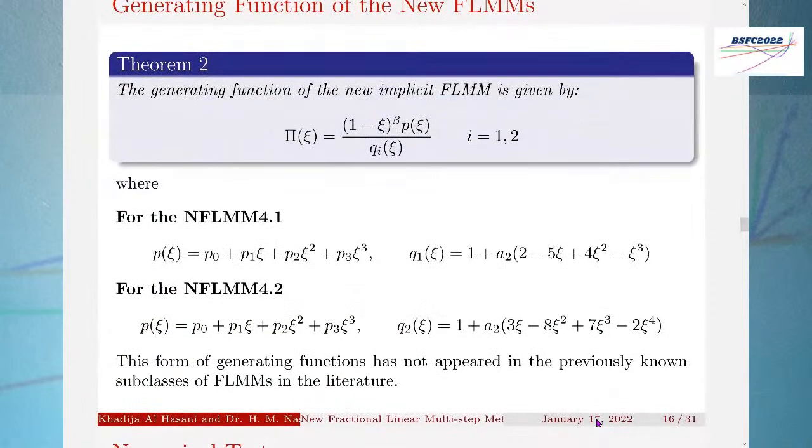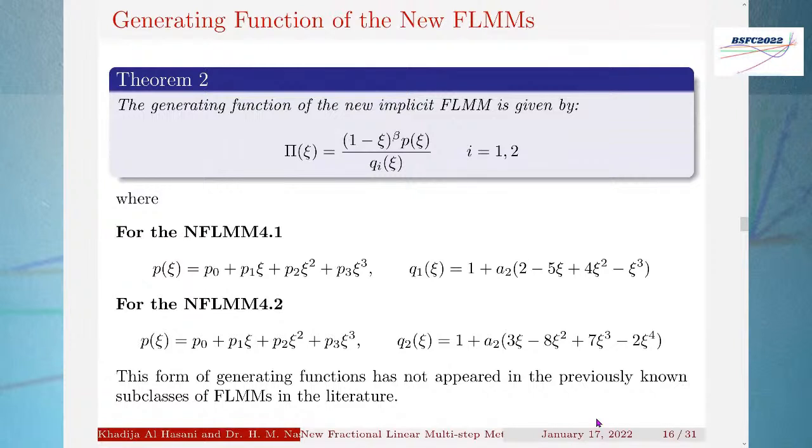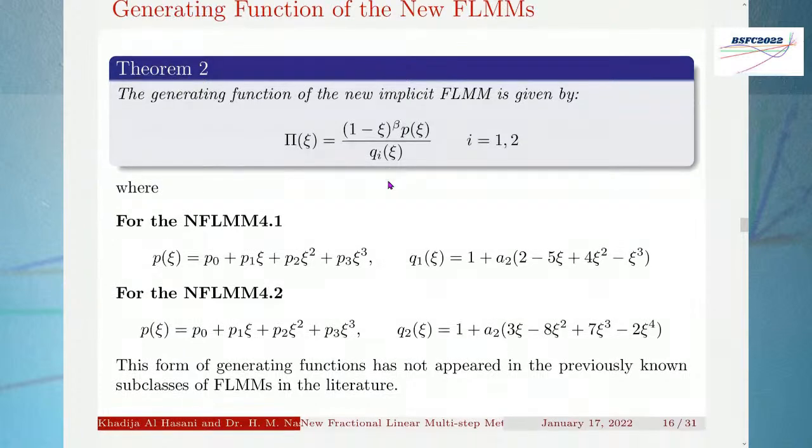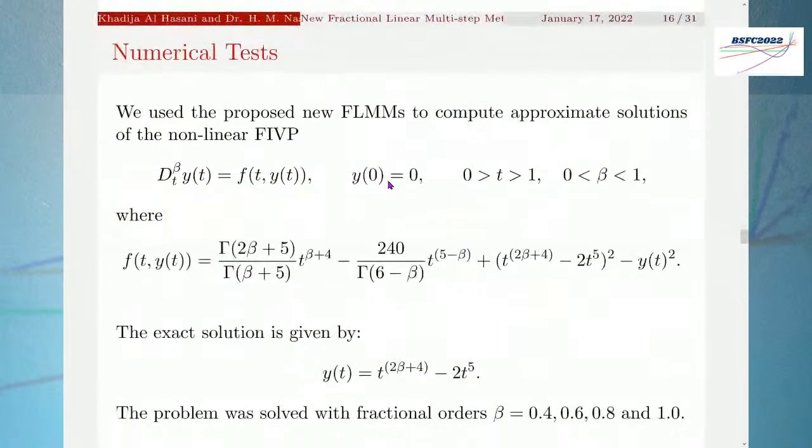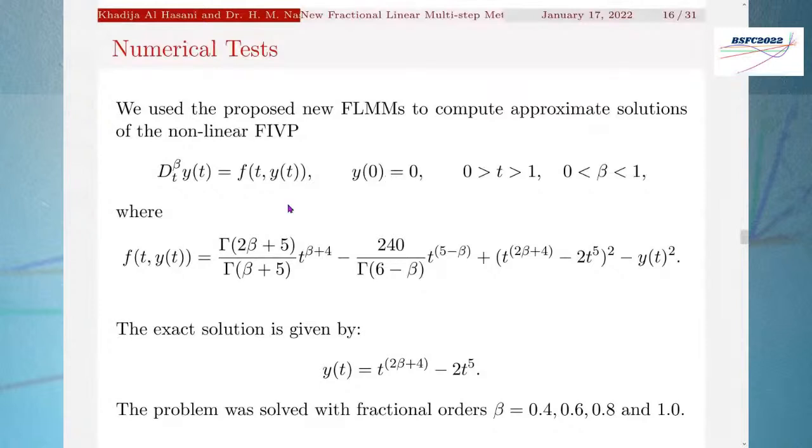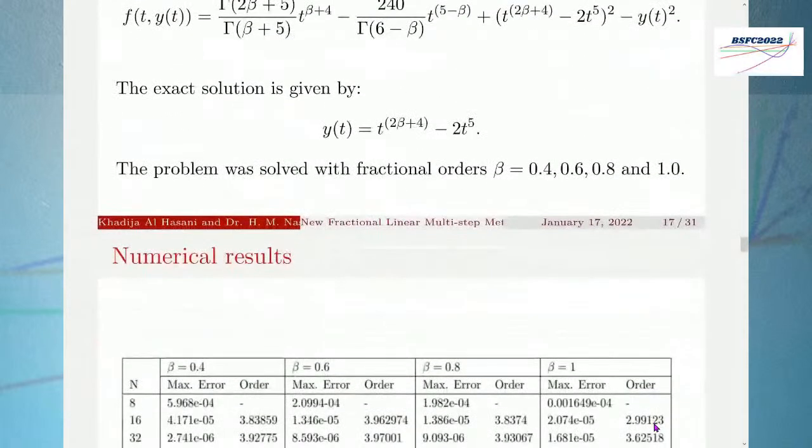So the generating function of our proposed method will be given by this formula, and we can say this formula of the generating function has not appeared in the previously known subclasses of the fractional linear multi-step method in the literature. We apply our method to compute the approximate solution of the non-linear fractional initial value problem, where the source function is given here, and this is the exact solution. And the problem was solved for different values of order beta.